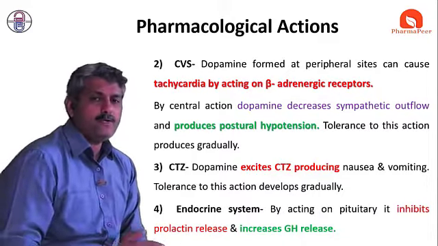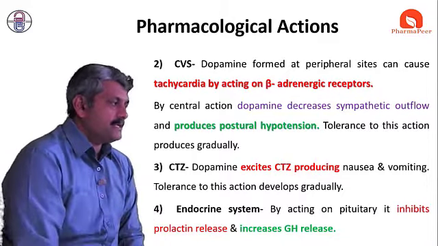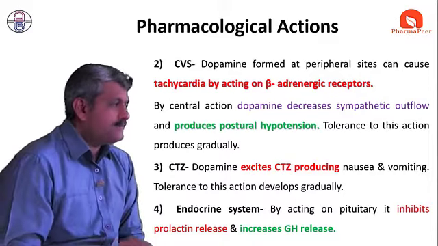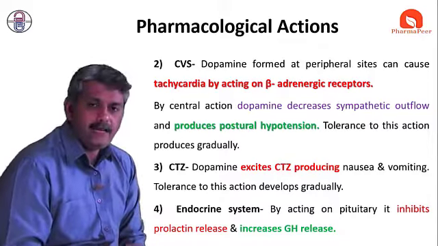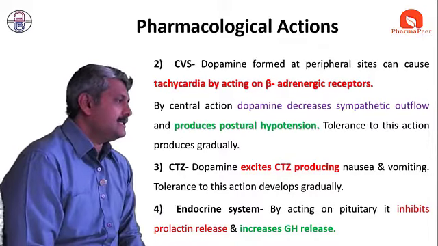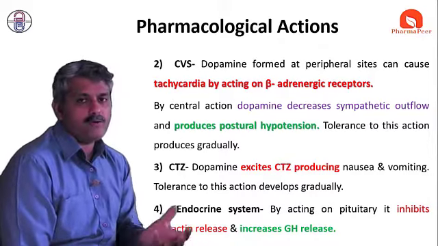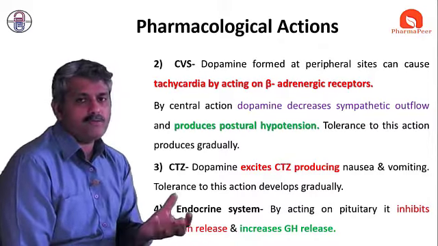The last one that we are going to see is the effect on the endocrine system. Generally, dopamine acts on the pituitary, and it inhibits prolactin release and increases GH release.